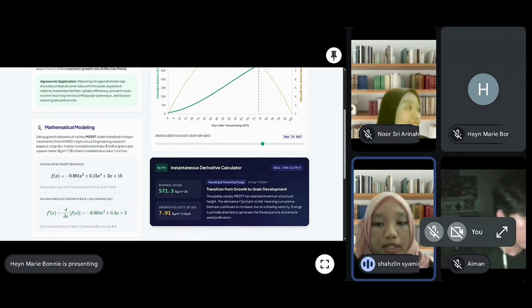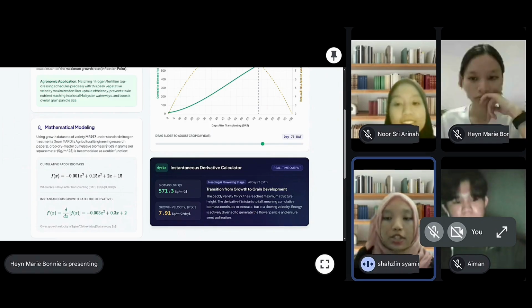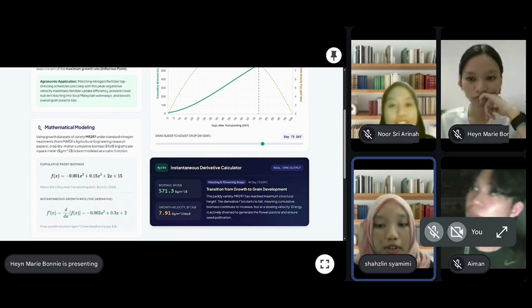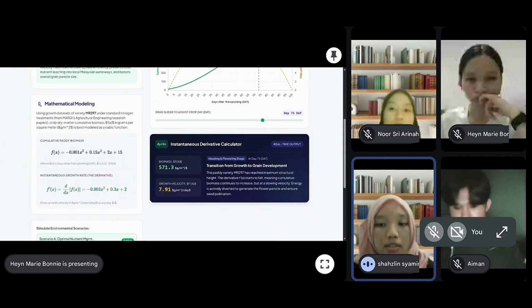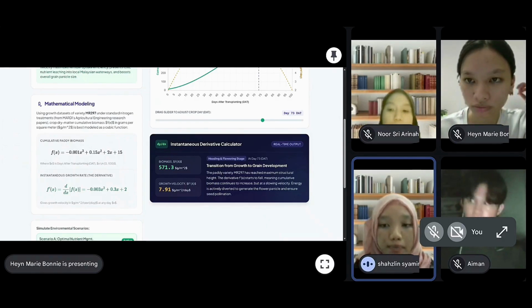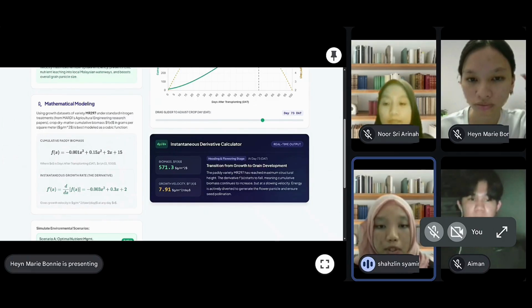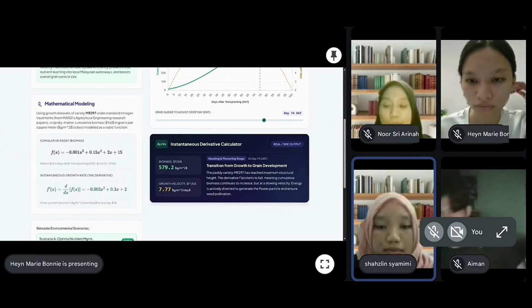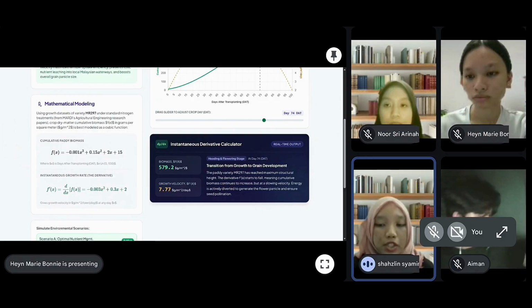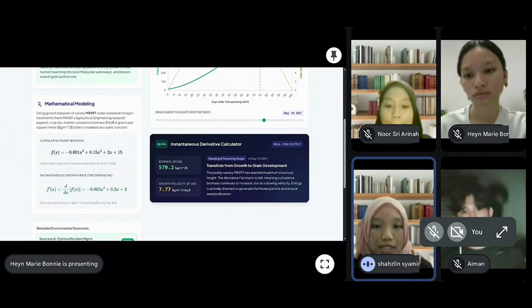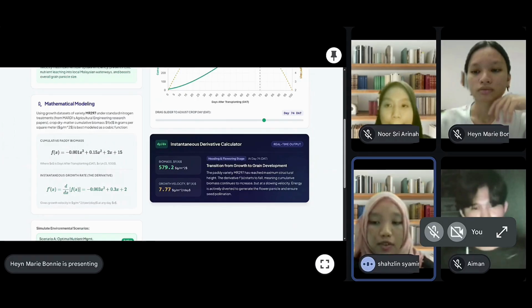Here, the cumulative biomass has increased significantly to 579.2 grams per square meter, but notice that the growth velocity derivative has started falling, dropping down to 7.77 grams per day. This downward trend in the derivative represents the transition from growth to grain development, specifically during the heading and flowering stage.